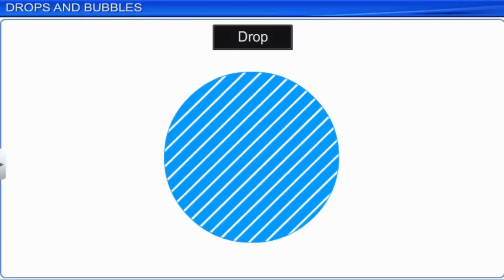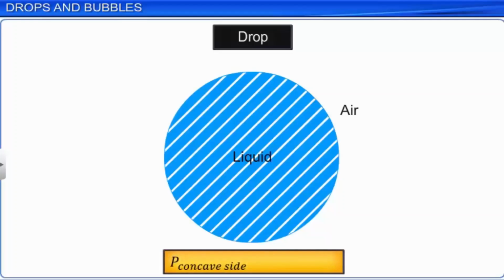For a drop of liquid in air, there is liquid on the concave side of the spherical surface, whereas there is air on the convex side. The pressure on the concave side is greater than that on the convex side.